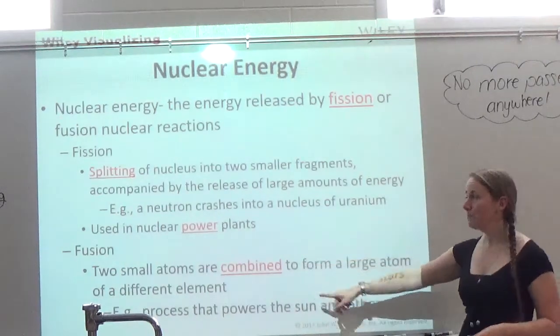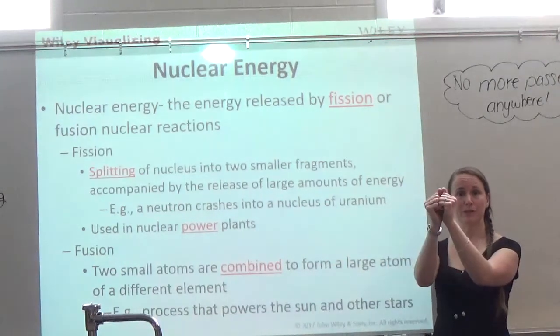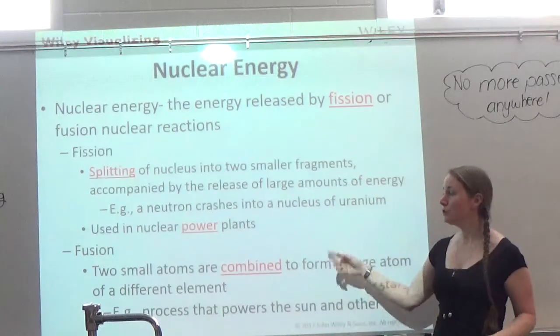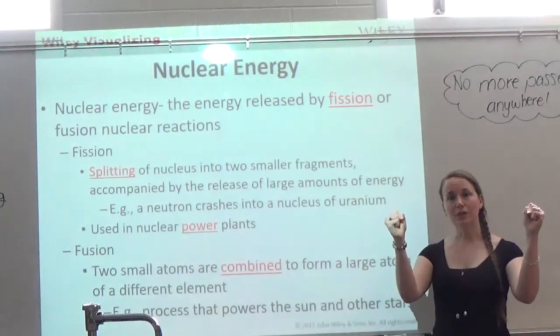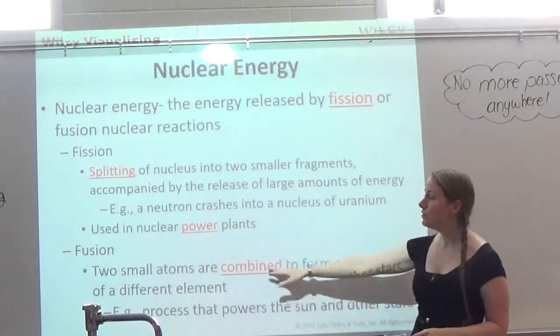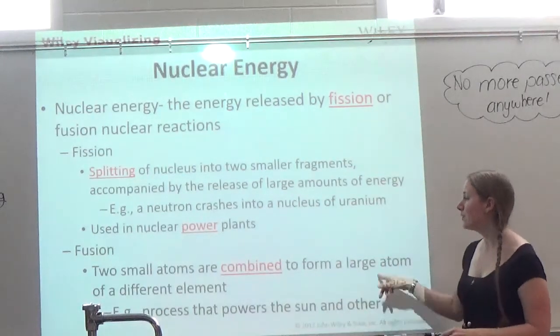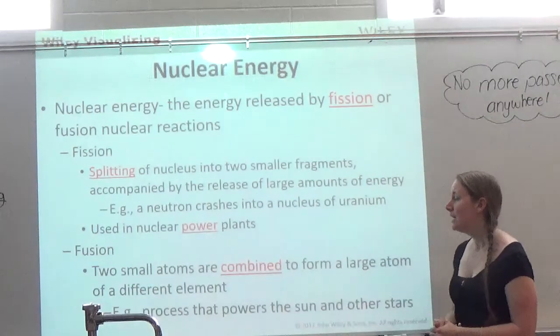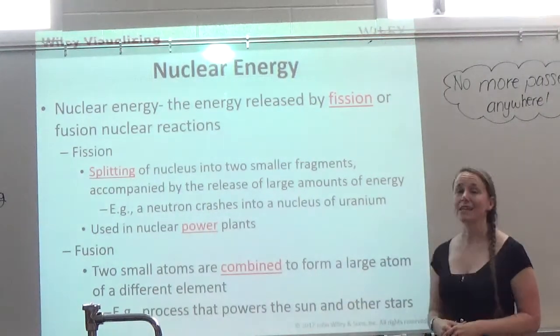Fusion is the other type, so it's the opposite. So fission, we have a big nucleus and it splits up. In fusion, we have two or more smaller nuclei and we put them together to make one bigger one. So it's two smaller atoms are combined to form a large atom of a different element. This is the process that powers the sun and other stars.